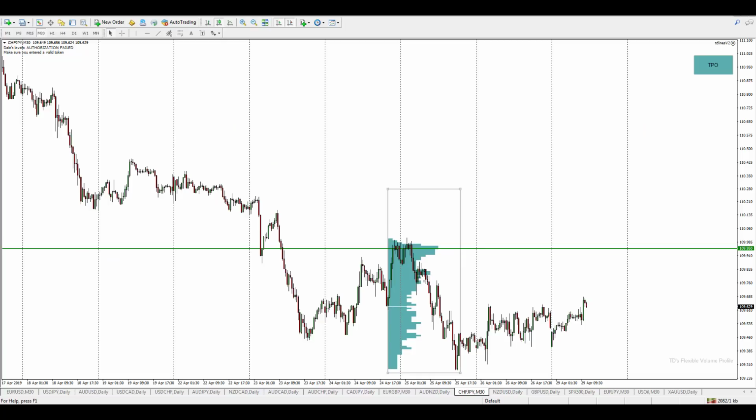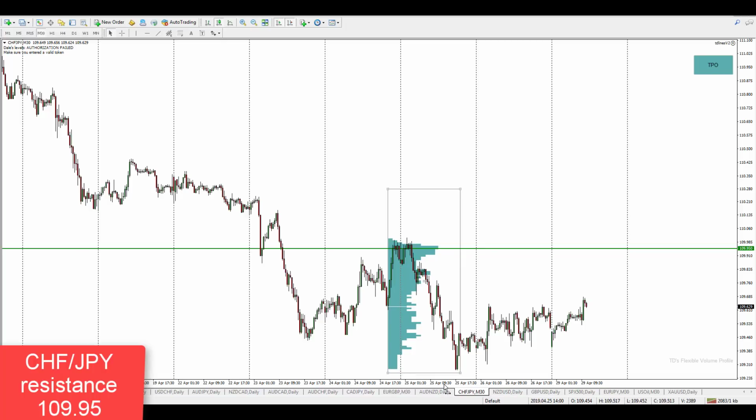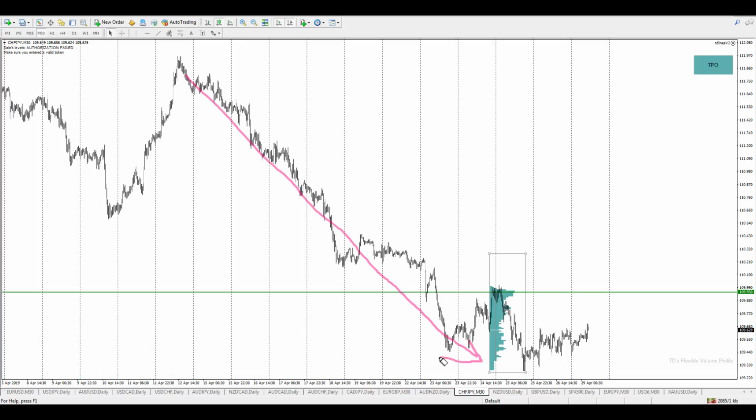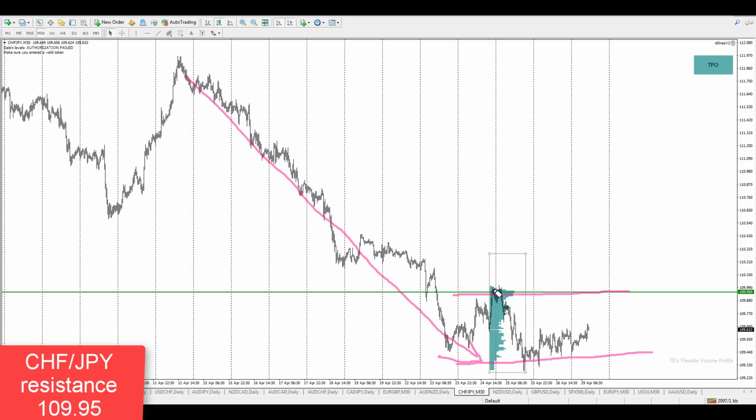Let's now have a look at the Swiss franc Japanese yen. Again, this is a 30-minute chart. As you can see, there was a strong selling activity, strong downtrend, and right now it seems that the downtrend has temporarily ended and there seems to be a price channel forming. As you can see, there were heavy volumes accumulated at the top of this rejection of higher prices, which could also be the higher extreme of this price channel.